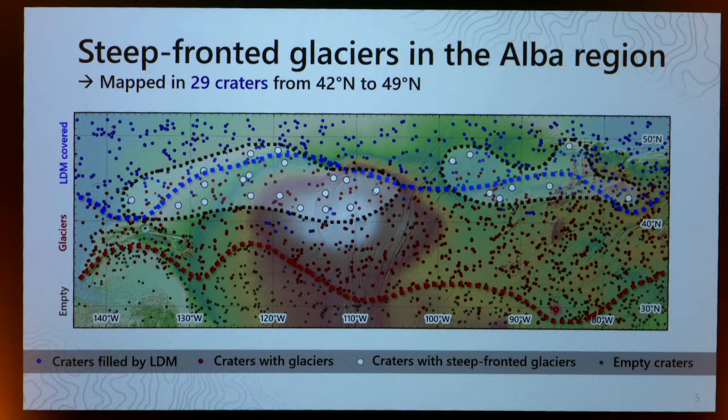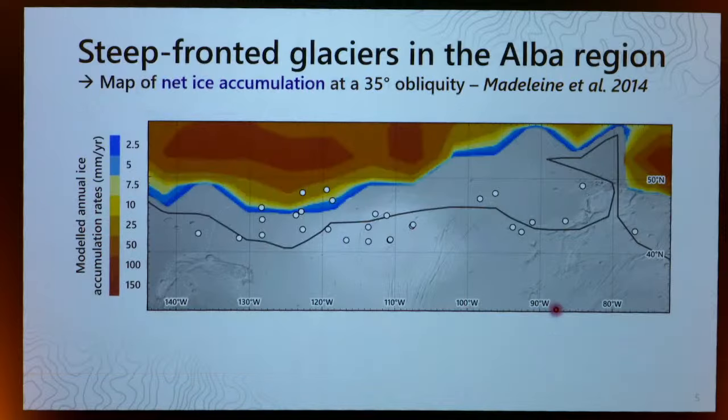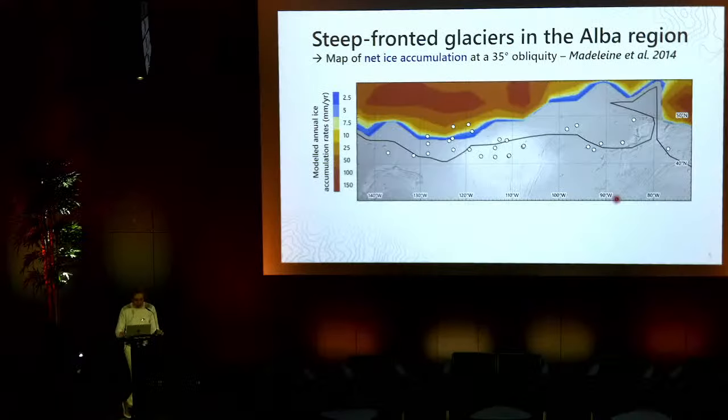they are located in the higher latitude craters, just at the limit of the extent of the LDM, and mostly between 40 and 50 degrees north. We can compare this distribution with climate models. So here you have the map of the net ice accumulation at 35-degree obliquity. It was a paper from Madeleine et al.